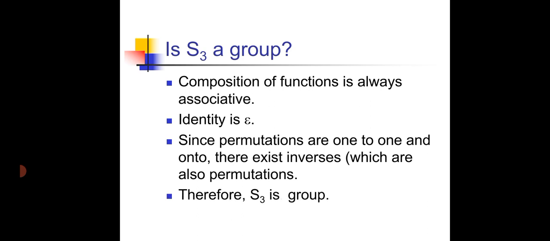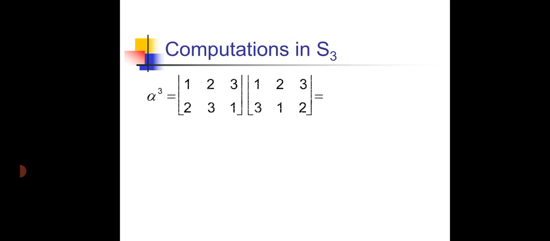Similarly, we have to find this result for Sn also. Here, we are just checking whether any more permutations exist other than the 6. So we are calculating alpha cubed. Whenever we calculate alpha cubed, we get the result identity: 1 to 2, 2 to 3, 3 to 1, and 1 to 3, 2 to 1, 3 to 2.